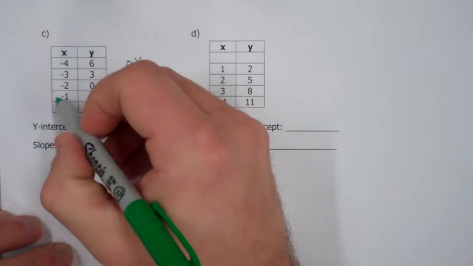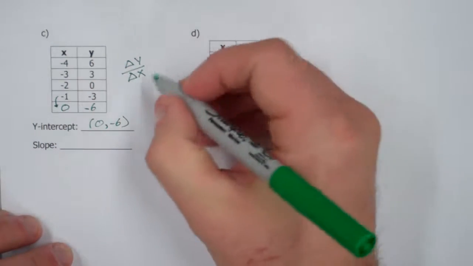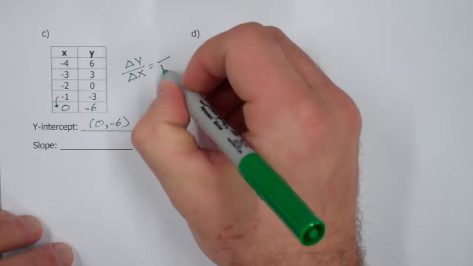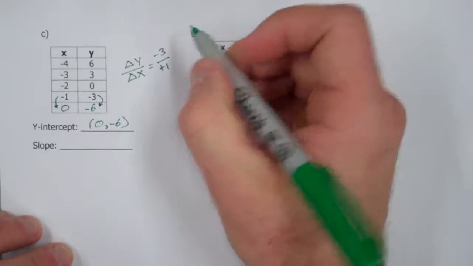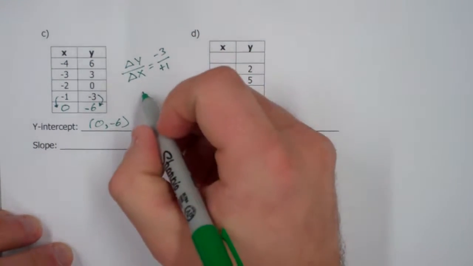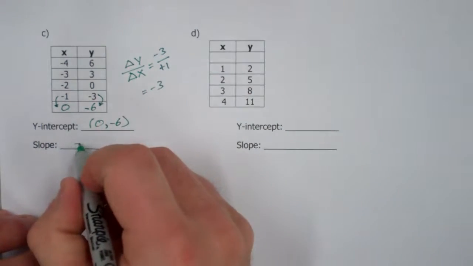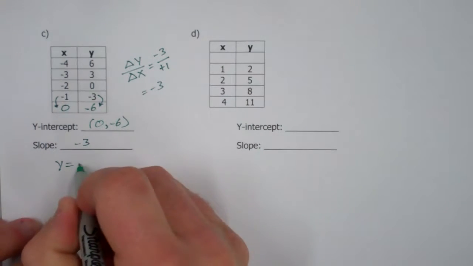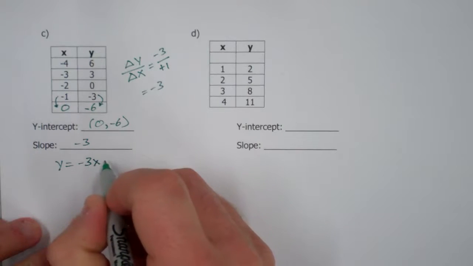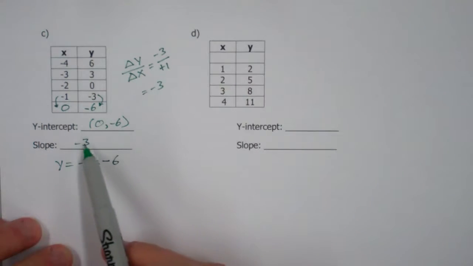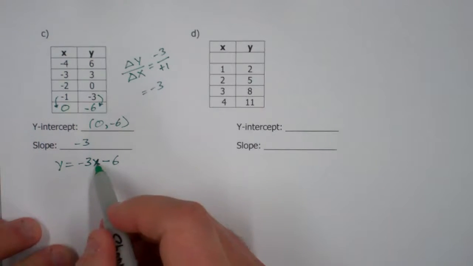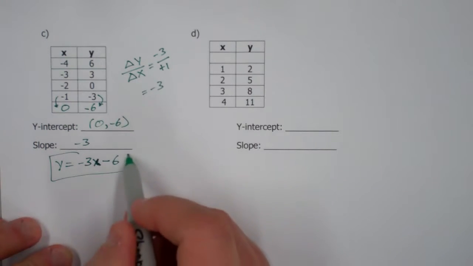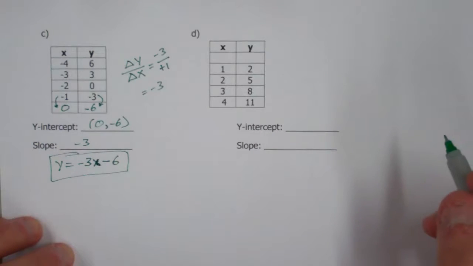But we can see that from the table here. To go from negative 1 to 0, that's positive 1. And then, remember, we're going down 3. So negative 3 divided by positive 1 is negative 3. Negative 3x minus 6 would be the slope-intercept form. The slope is the coefficient of the x, and the negative 6 here is the y part of the y-intercept.